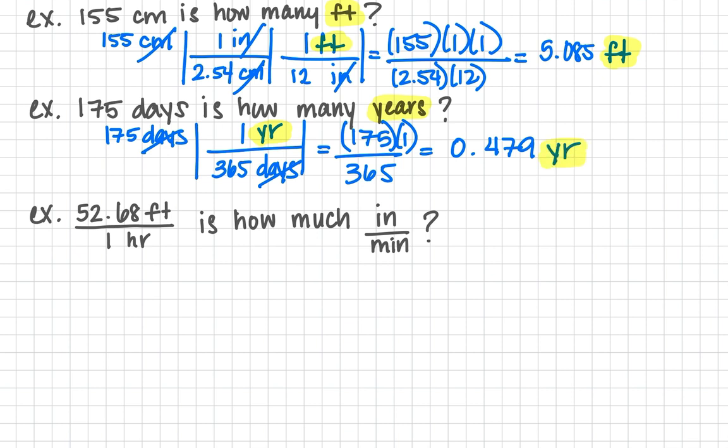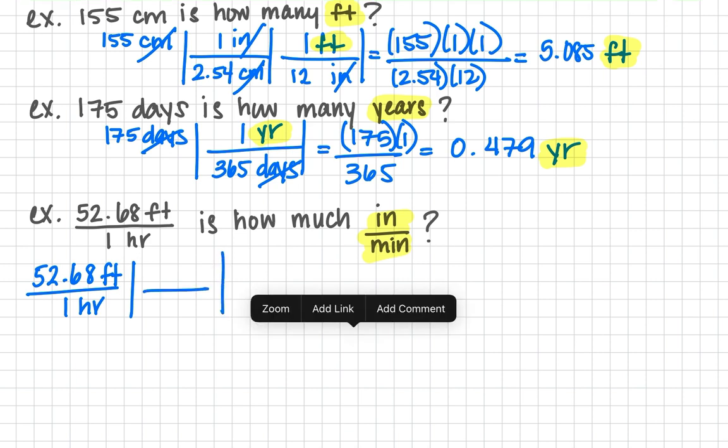Okay, and then the next one is a little bit more complicated, but complicated does not mean that you can't do it. It means that you have to take your time and follow the process. So this one is asking us, 52.68 feet in 1 hour is how much in inches over minutes. That's what we need to get to. So we're going to start with 52.68 feet over 1 hour.